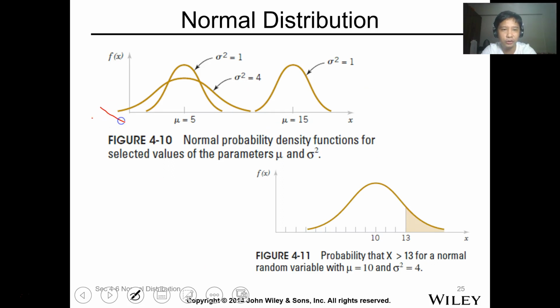So you can see here there are two curves where the mu value, or the mean value, is the same, which is 5, but their standard deviation varies. So yung isa 1, yung isa 4. As you can see, mas malaki yung spread ng 4 compared dun sa variance na 1. Another one, if you compare this one, they have the same variance but different mu. Their shape is almost the same, parehong-pareho yung shape nila.